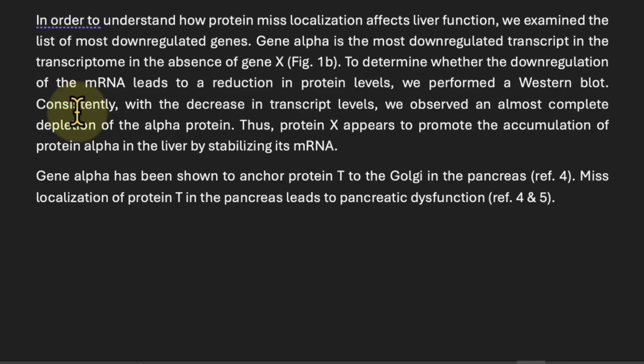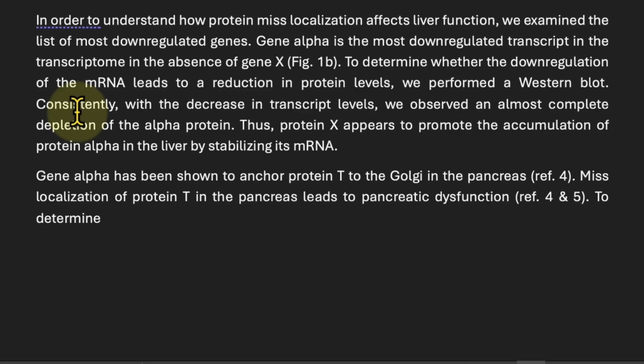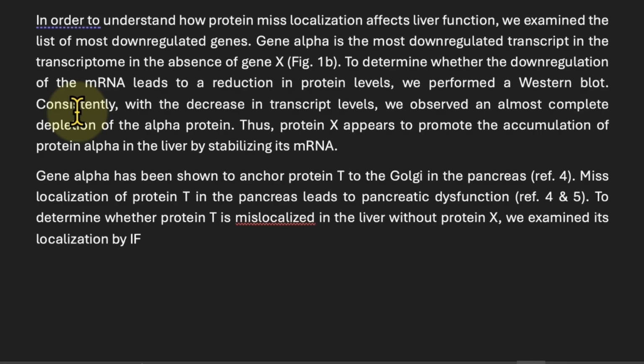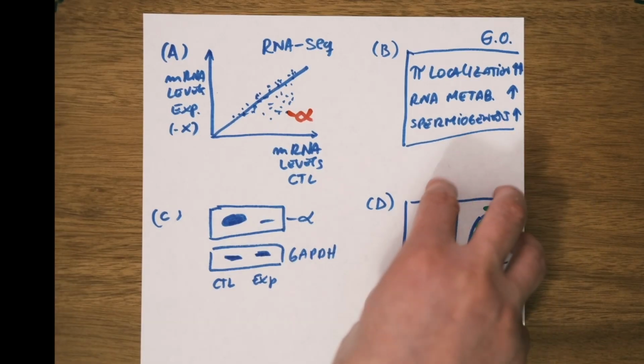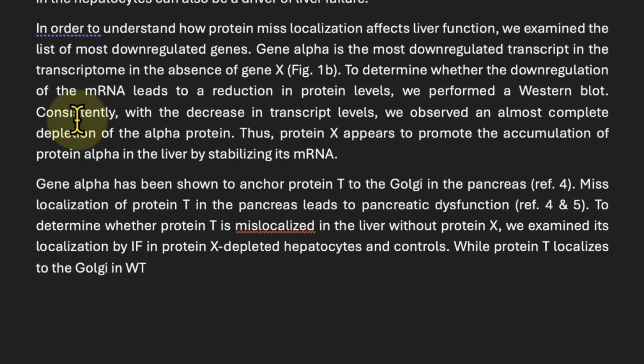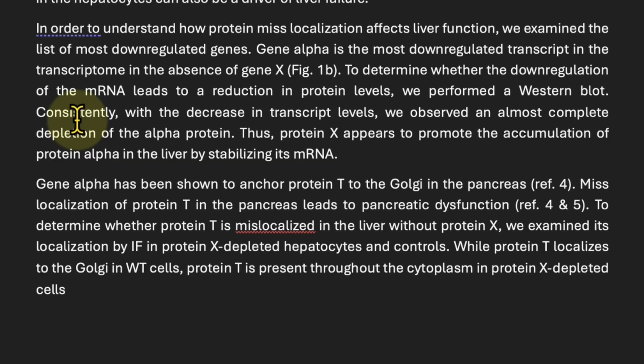So here what we want to understand, this is the question that we want to answer. Then we ask, to determine whether protein T is mislocalized in the liver without protein X, we examine its localization by IF in protein X depleted hepatocytes and controls. So now we describe what we see: while protein T is localized to the Golgi in wild type cells, protein T is present throughout the cytoplasm in protein X depleted cells.